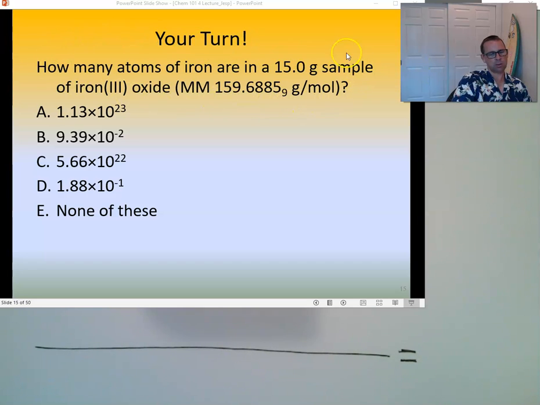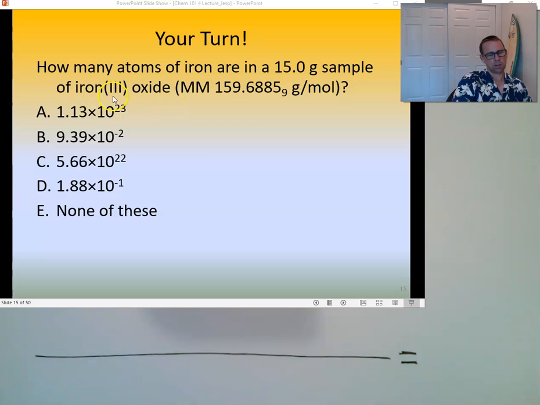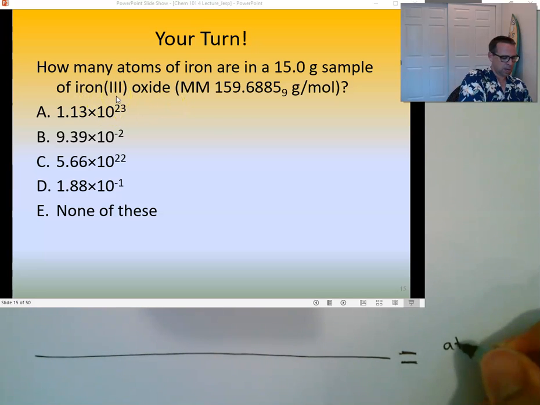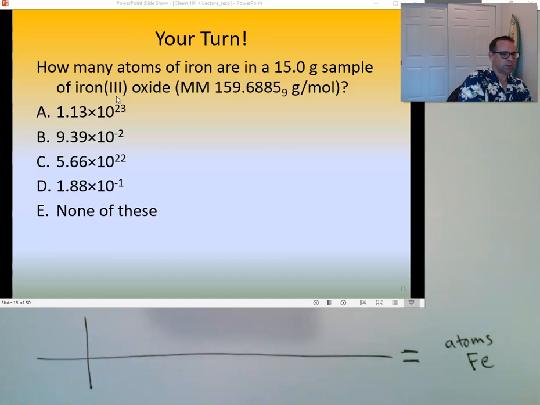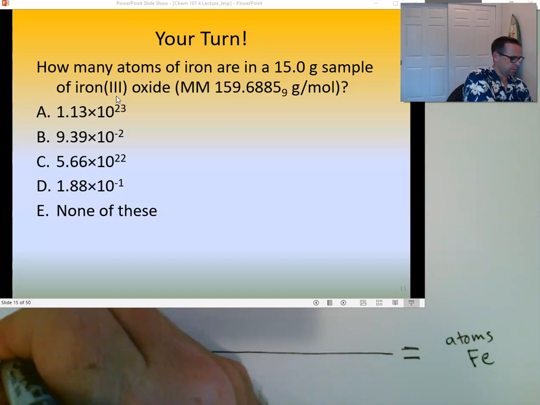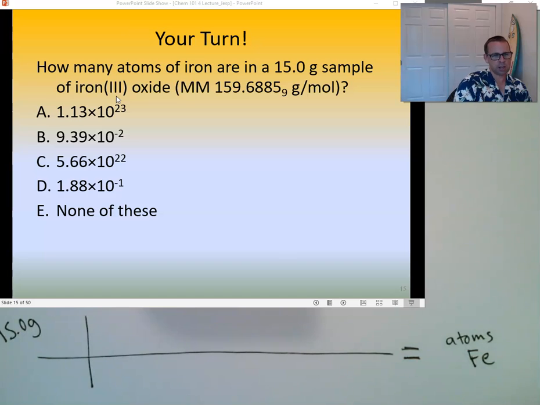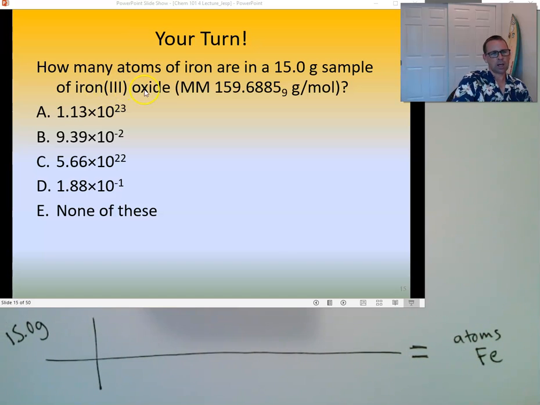How many what? Read it. How many atoms of iron are in a 15-gram sample? How many atoms? So atoms. Atoms of what? Atoms of iron. Very good. So, what do I start with over here? 15.0 grams of iron. Is that what I have? I have 15 grams of iron 3 oxide, right?